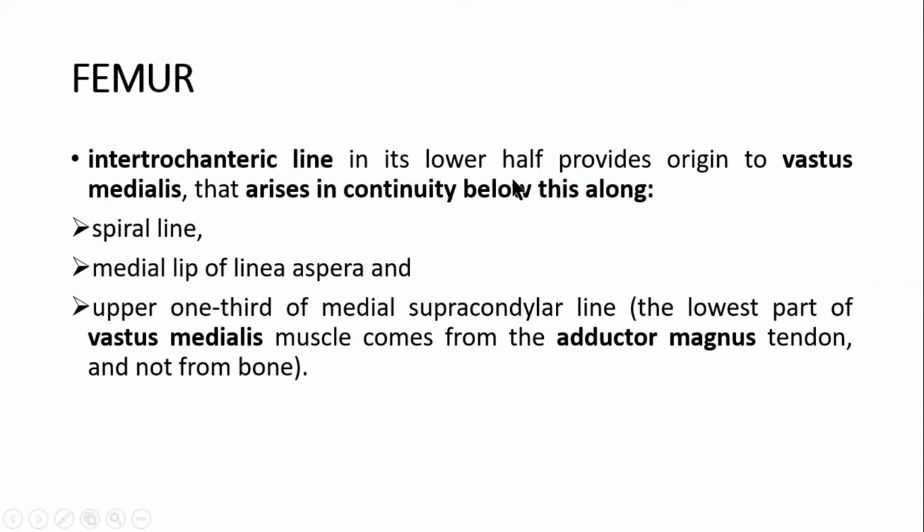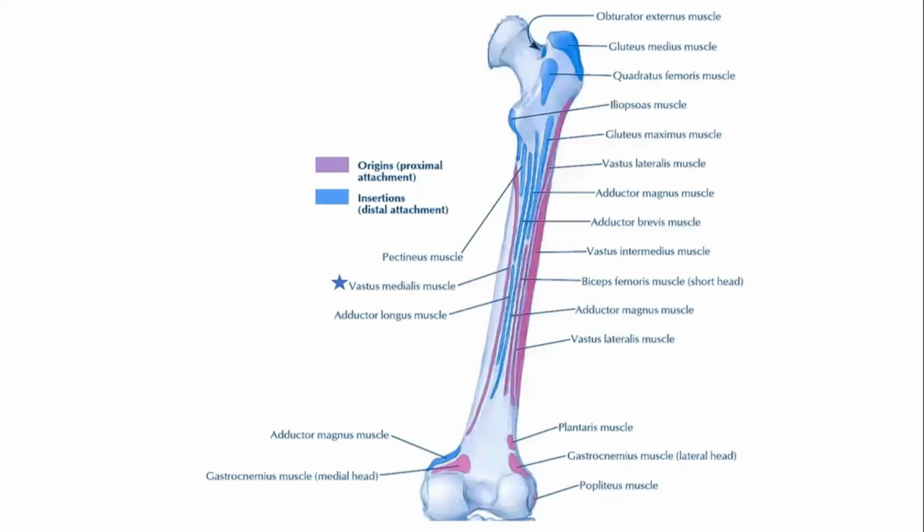The intertrochanteric line in its lower half provides origin to the vastus medialis. You can see this vastus medialis arises in continuity below this along the spiral line, the medial lip of the linea aspera, and the upper third of the medial supracondylar line. The lower part of the vastus medialis muscle comes from the adductor magnus tendon and not from the bone. So let's see this intertrochanteric line, where the vastus medialis is coming.